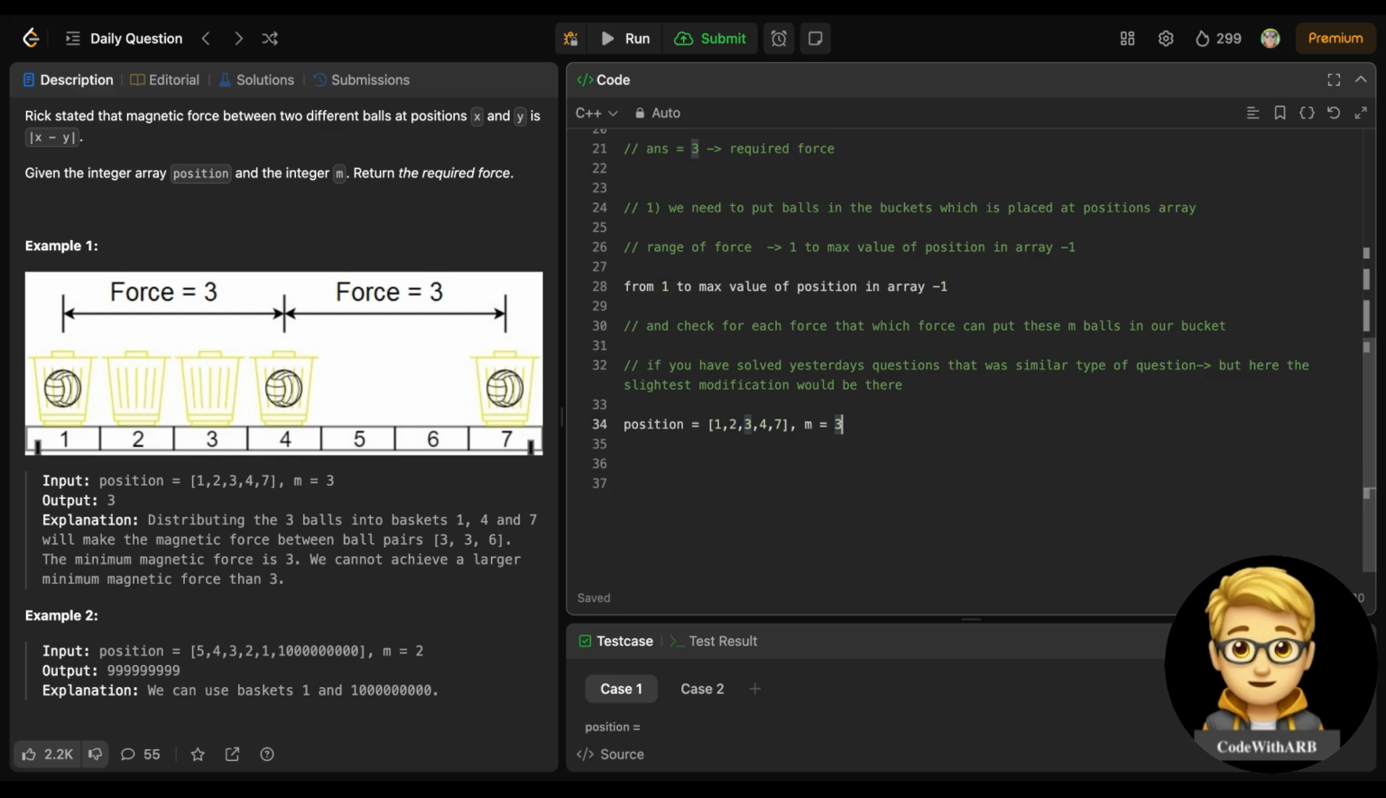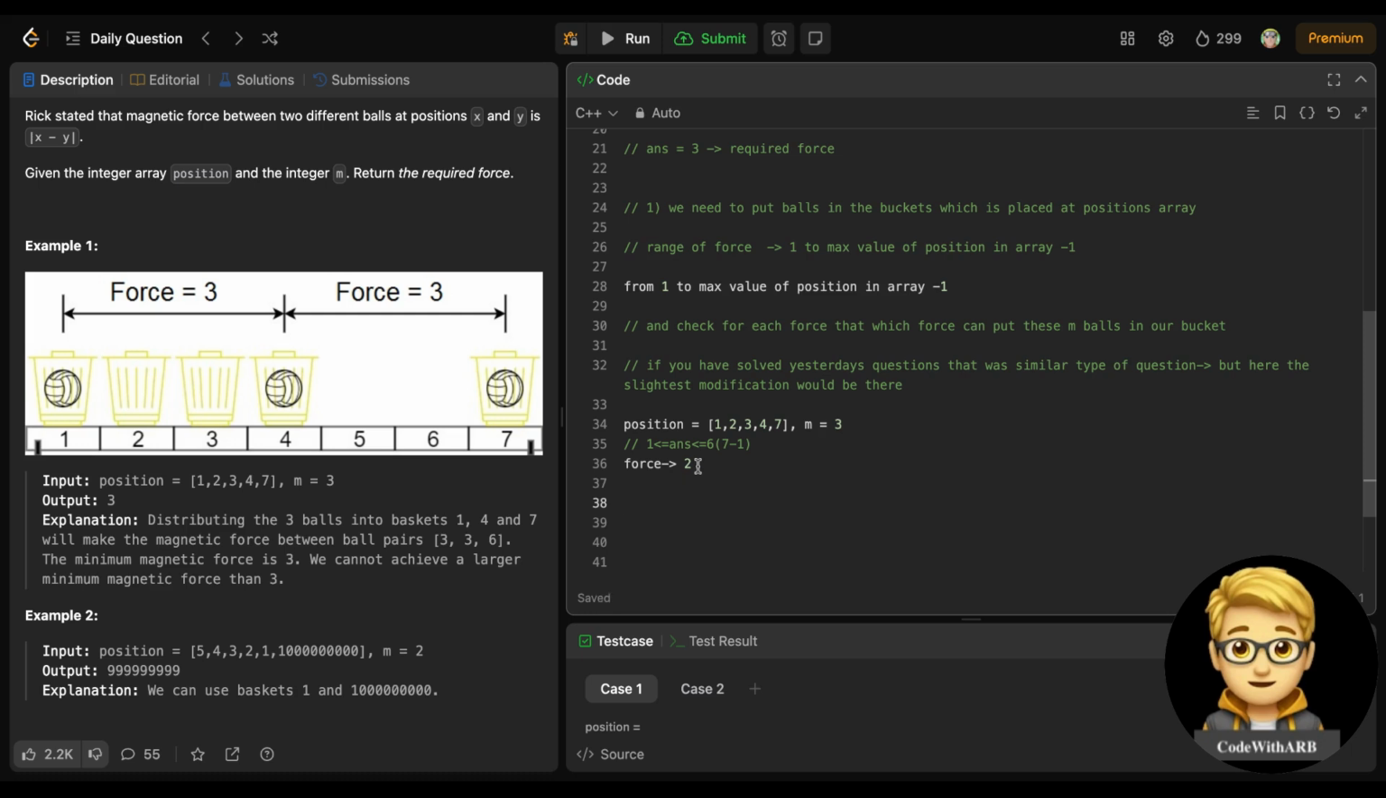So the position is given, m is 3, and let's take the force value. Let's take the expected force value as 2, because the answer can lie between 1 and 7 minus 1, which is 6, the last position, the maximum position, minus 1. This can be the answer. But I take force 2, right? If I take 2, at which positions can these balls be placed where the force is 2?